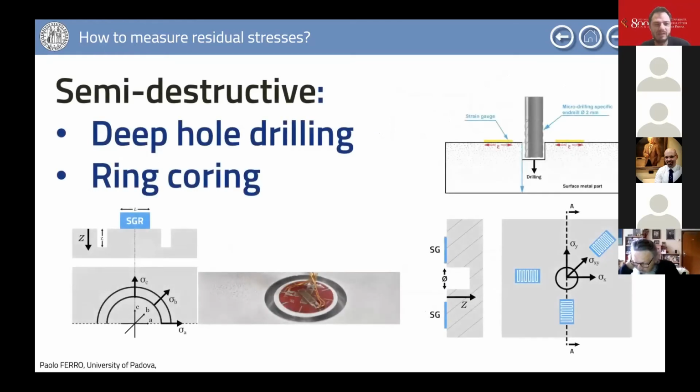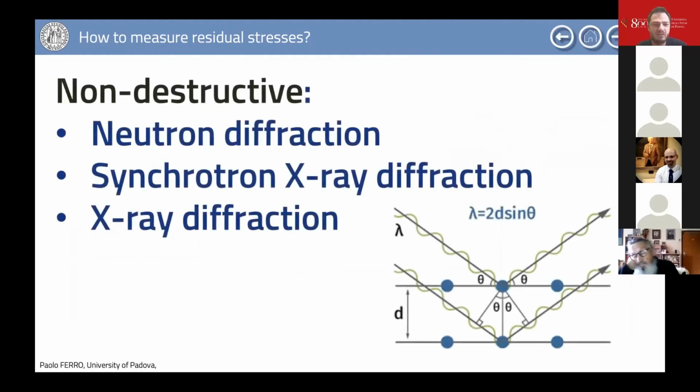Then we have semi-destructive techniques. They are already well known. I mentioned the deep hole drilling technique or the ring coring, according to the geometry of the hole that we need to operate. In any case, we use strain gauges in order to measure the deformation of the material during the hole drilling. And according to this measuring, we are able to assess the values of residual stresses in the component.